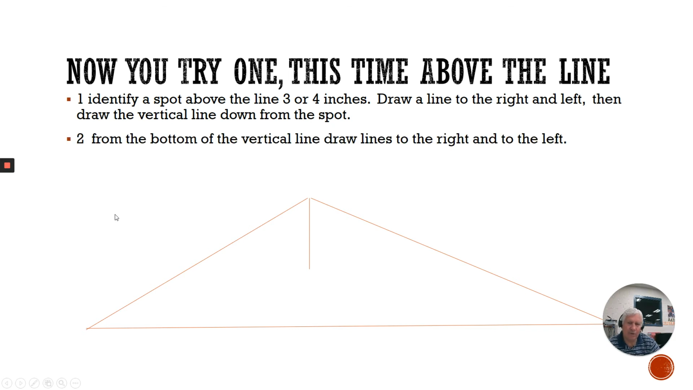All right, the next thing we're going to do, if you remember, is take those two lines from the bottom, and go to the right and to the left vanishing points as I've done on my drawing.